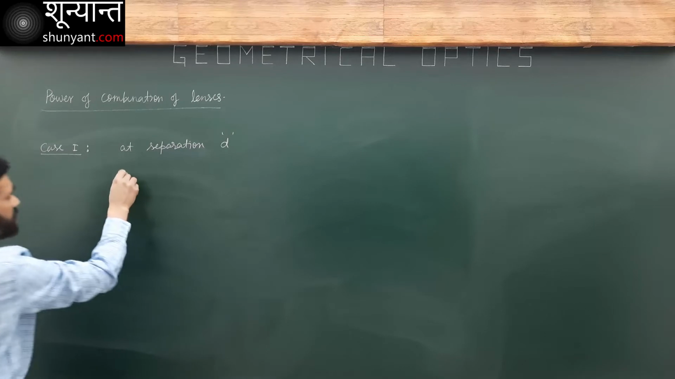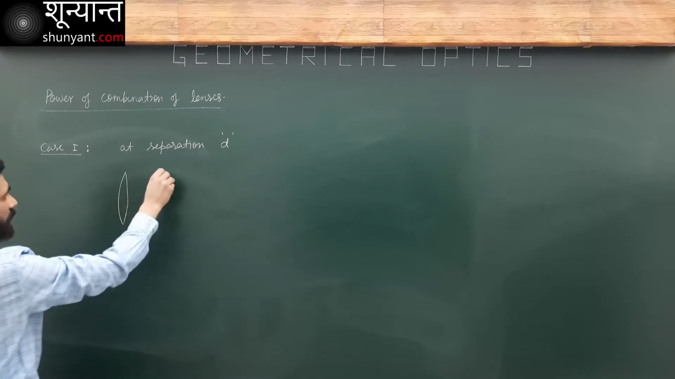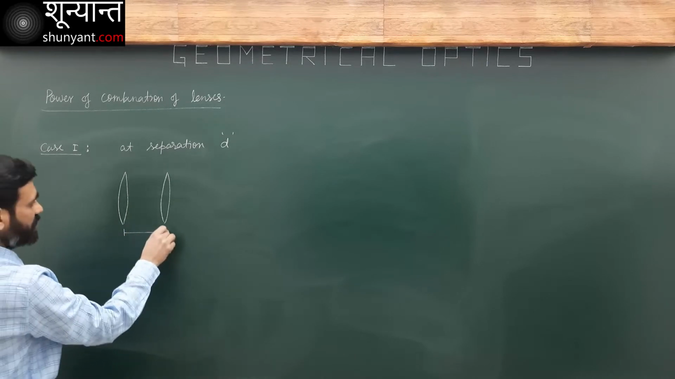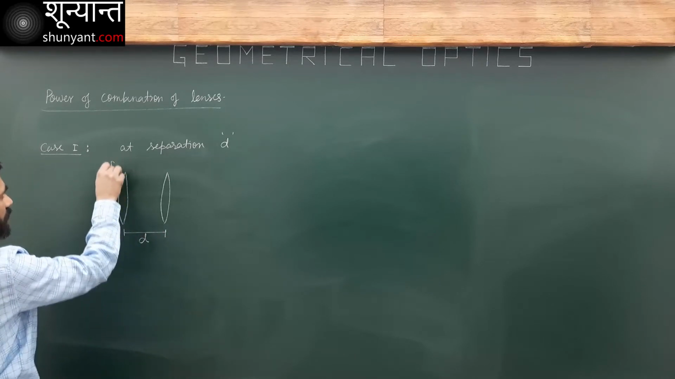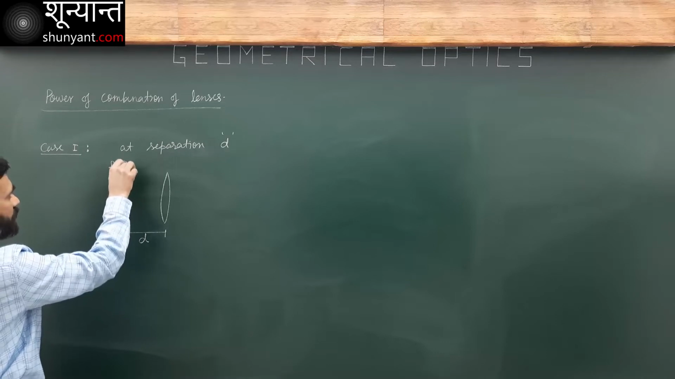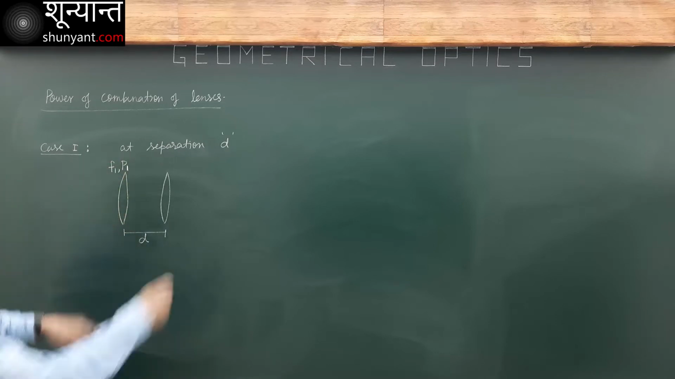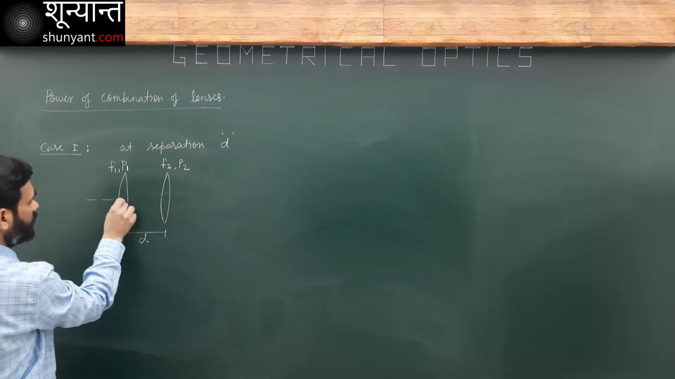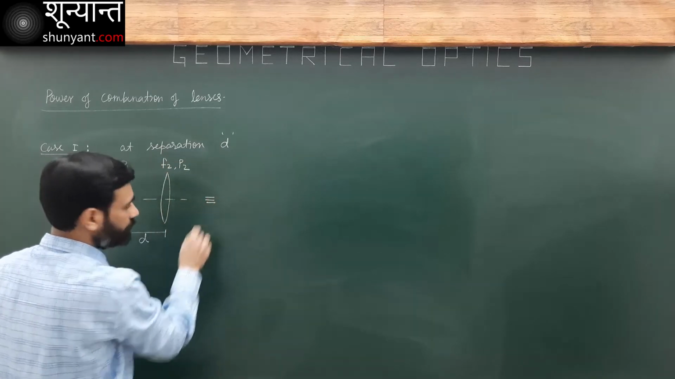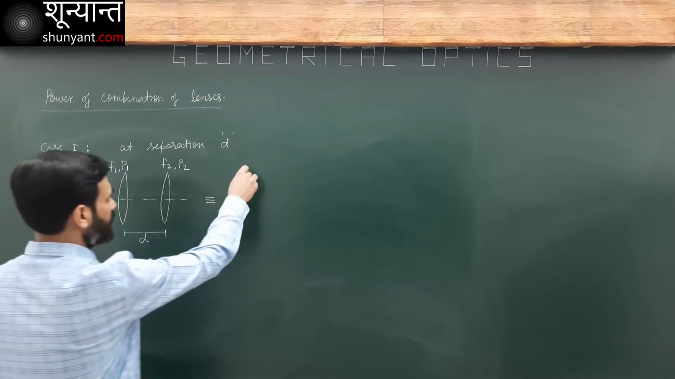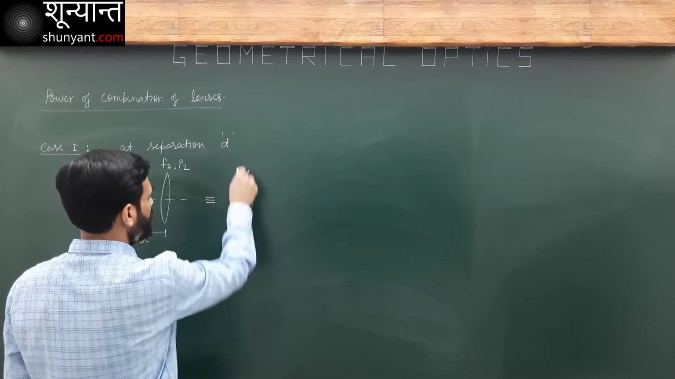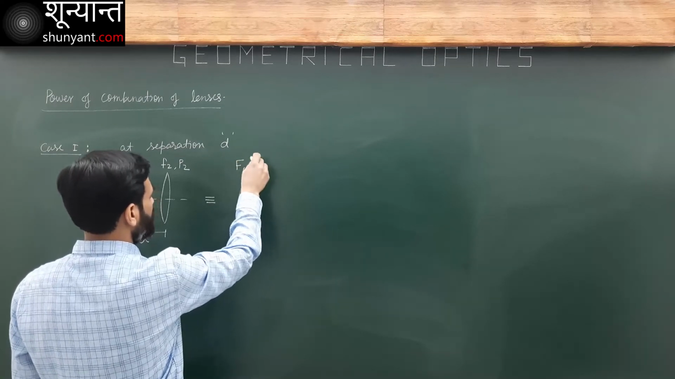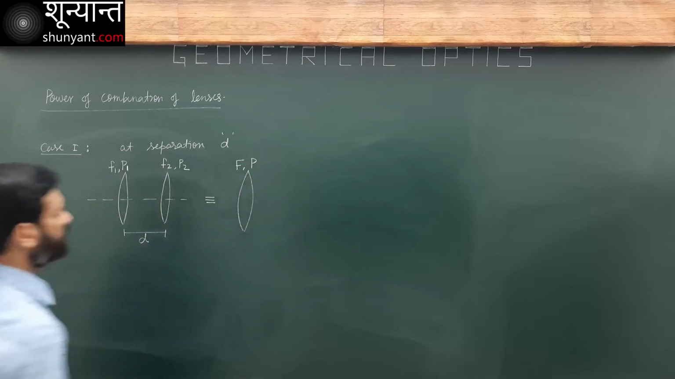D. Okay, I have this lens here, another lens here. The separation between them is D. The focal length is F1 and power is P1 for this first lens. For the second lens, focal length is F2, power is P2. Now this is equivalent to a single lens of focal length, let's say capital F, and power capital P.